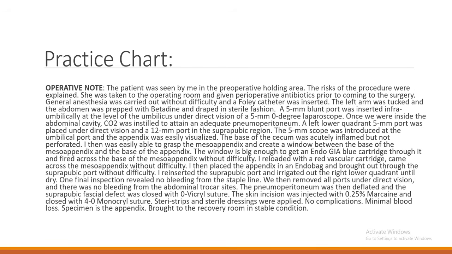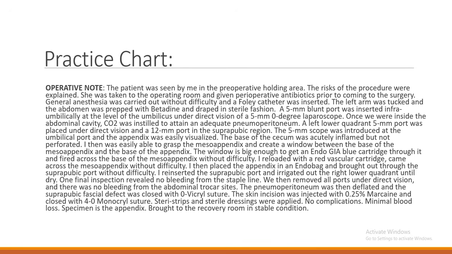She was taken to the operating room and given perioperative antibiotics prior to the surgery. After explaining the risks of the procedure, the patient was taken into the operating room and received perioperative antibiotics. General anesthesia was carried out without difficulty and a Foley catheter was inserted. So initially the patient was given antibiotics, afterwards general anesthesia, and also a Foley catheter was inserted.